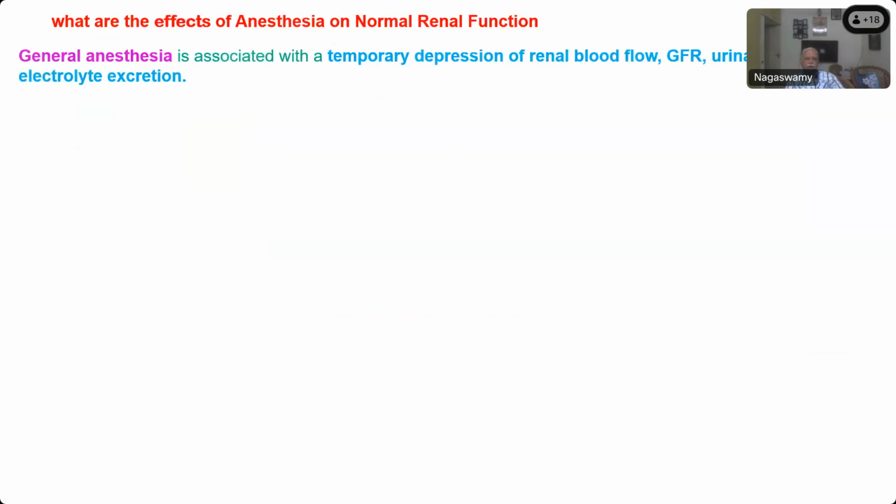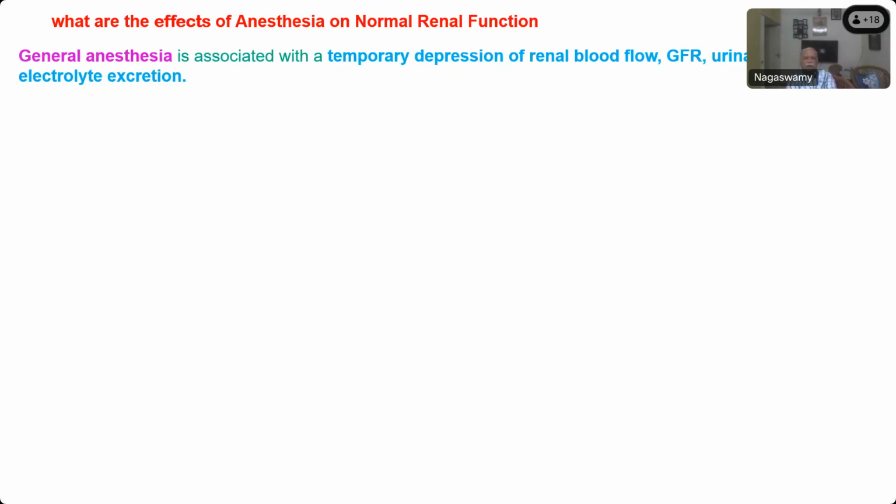So, what are the effects of anesthesia on normal kidney function? It decreases GFR. All conditions, GA, regional, everything will affect it. What is the mechanism? General anesthesia is associated with a temporary depression of renal blood flow, GFR, urinary flow, and electrolyte excretion. This is very common in all patients. Even if you have a normal kidney function, general anesthesia will cause a temporary depression. That is, it will get reverted back.